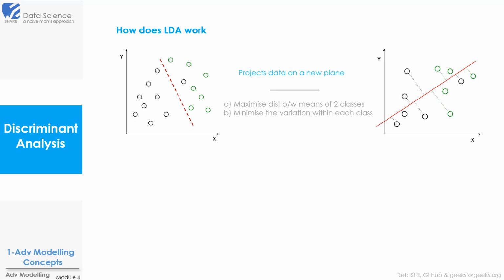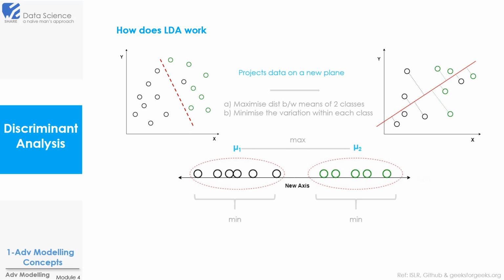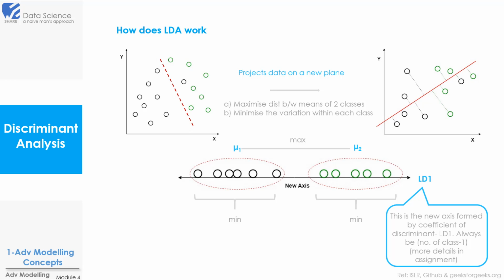So we project the data onto a new plane such that we maximize the distance between the means of the two classes and minimize the variation within each class. So what does this mean? Now as you can see, we have projected the data onto a new plane called LD1. This will always be 1 less than the number of classes. We get this LD1 using the coefficient of discriminant. We will see this in detail in the assignment part.